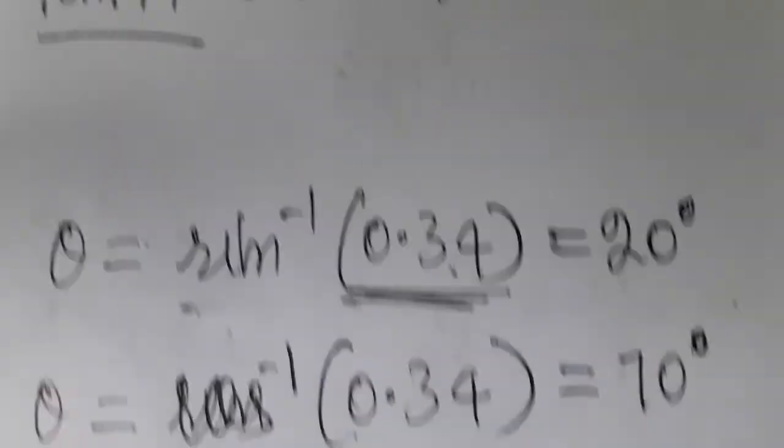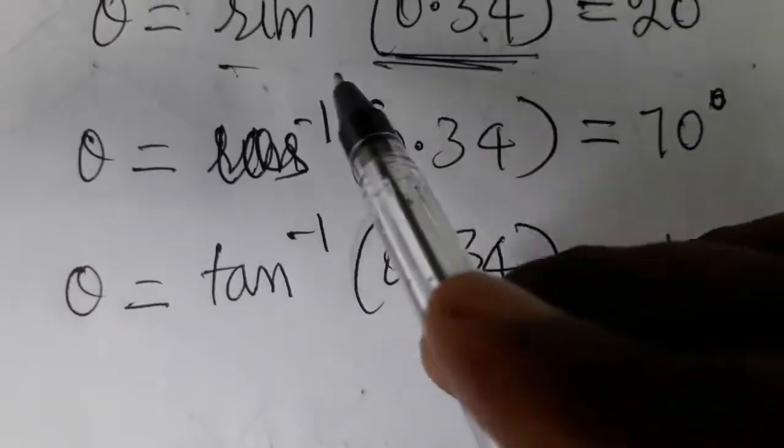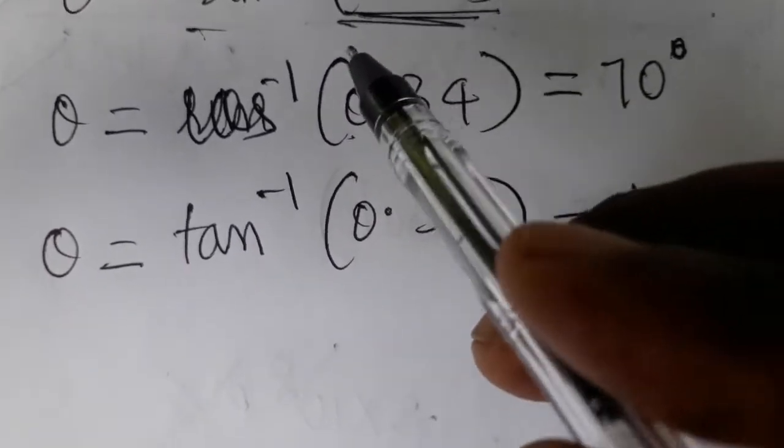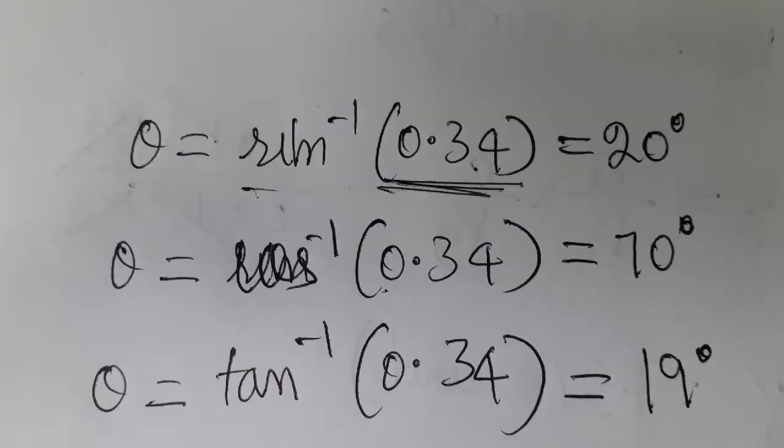So this is the way we can find the angle for different values for sine, cos and tan. You can find it with a different value also.